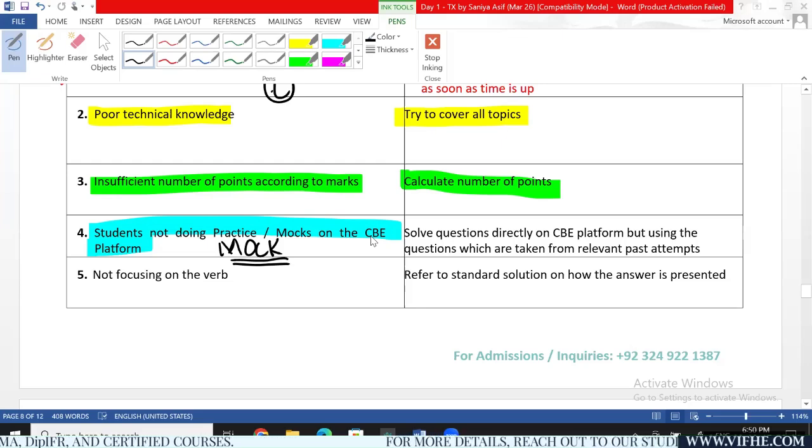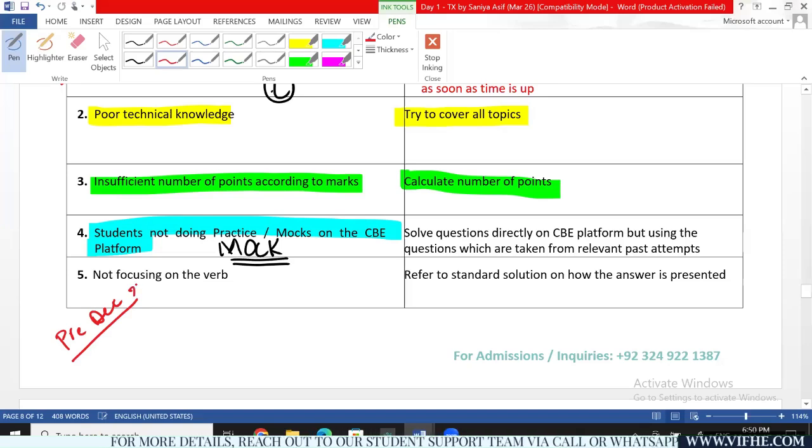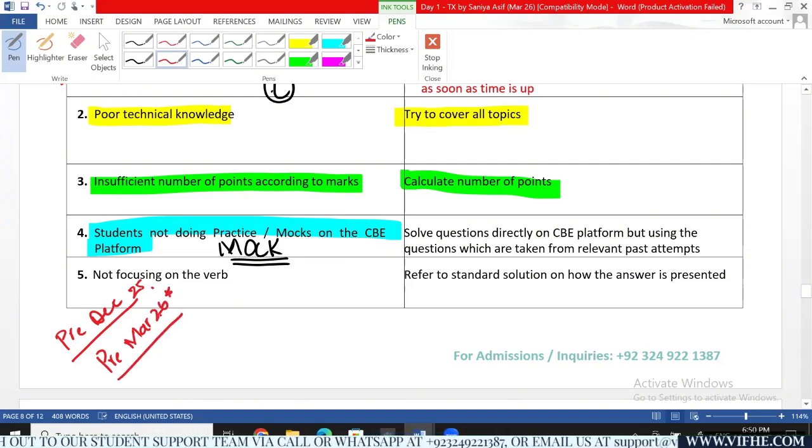Then what you can do is the pre-December mock. There is a pre-March 26 mock. And by the way, I would suggest you do not do it right now, because this is the same mock that we will test you on in your mock. This is going to be checked by me, and I'll be giving you detailed feedback regarding improving your performance.